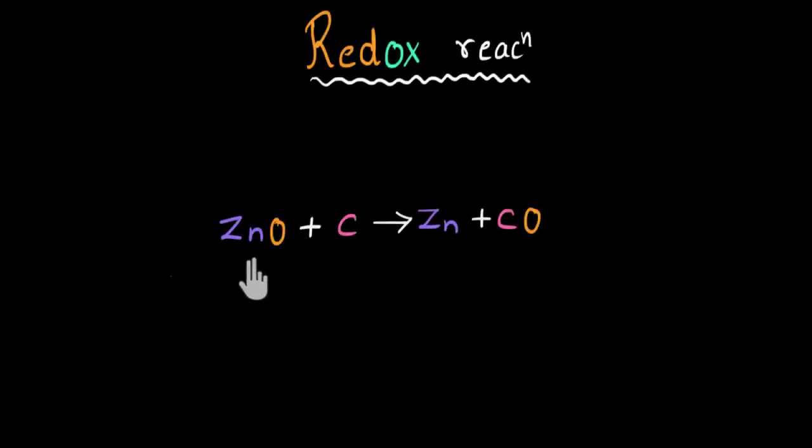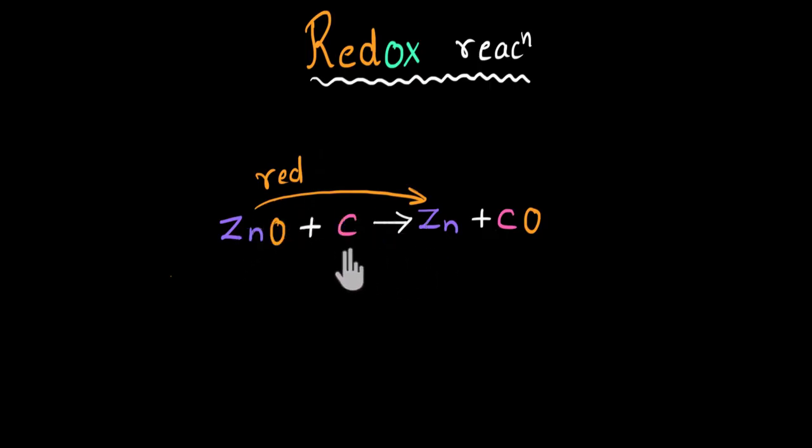So here I have zinc oxide that is reacting with carbon to give me zinc and carbon monoxide. If we focus on zinc, initially zinc was combined with oxygen, zinc oxide. But during the course of the reaction, zinc is losing its oxygen. Zinc has lost its oxygen in the reaction. And loss of oxygen, we saw, is called reduction. So zinc is undergoing a reduction reaction.